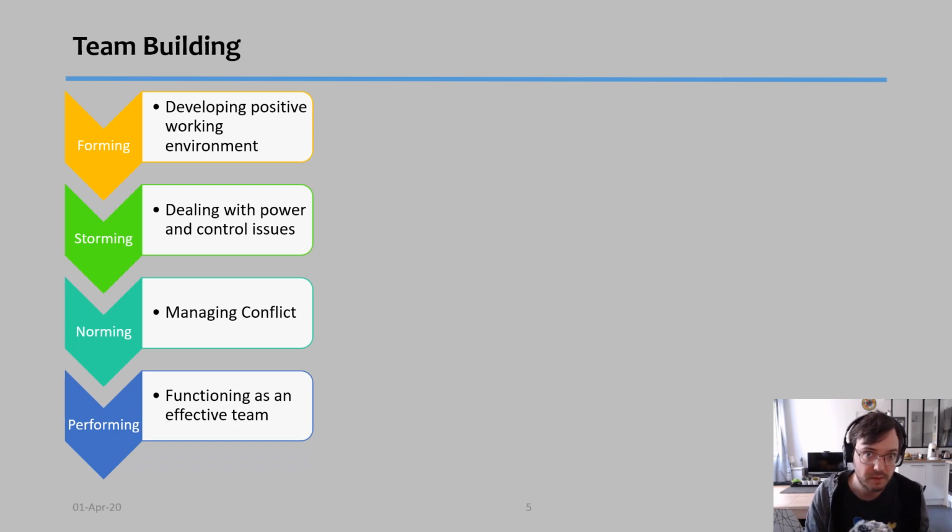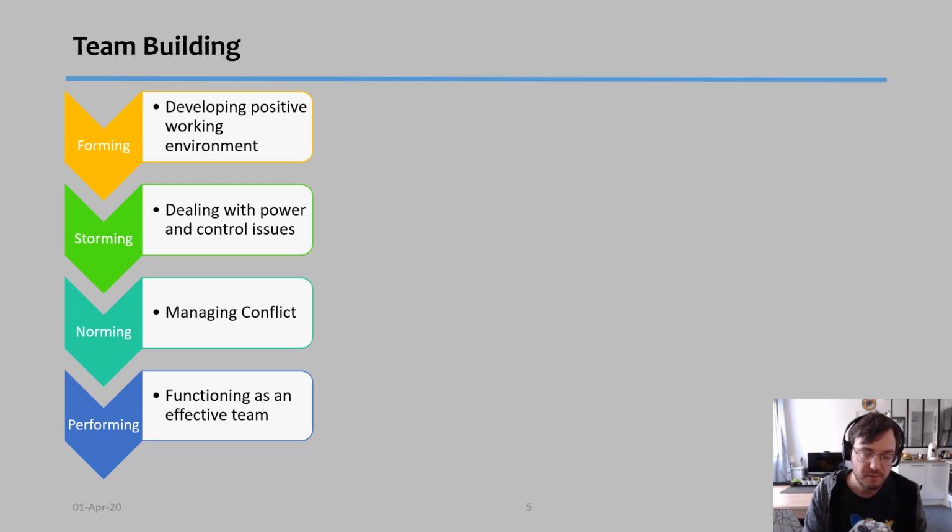During the forming phase, it's important to understand that your responsibility as team leader is to develop a positive working environment. In other words, to improve the relationships between the people that you have there. During the storming phase, which is inevitable, you will have to deal with power and control issues and try to be as fair and as decisive as possible. During the norming phase, things are a little bit better, but you still have to manage conflicts that are happening, especially when it comes to responsibilities of tasks. And during the performing phase, you are functioning already as an effective team, and all you need to do is to keep on developing that positive work environment.